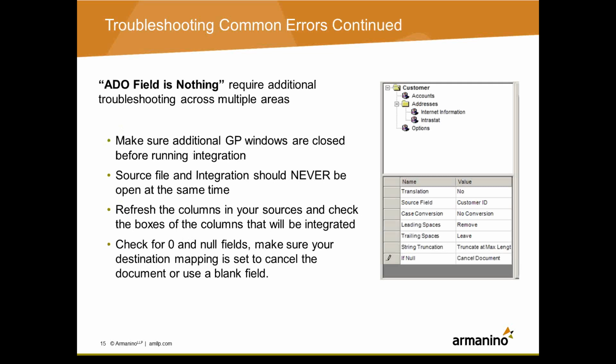One very, very popular error that comes up is "the ADO field is nothing." Integration Manager error messages are generally straightforward. However, these vague messages do happen quite often. To further troubleshoot this, we need to make sure that additional GP windows are always closed before running the integration. We also need to make sure that the source file and integration are never open at the same time. If you find that you made a mistake in your source file and you have that integration open in Integration Manager, it's best to close the integration while you're updating the actual file because it can sometimes cause an issue.